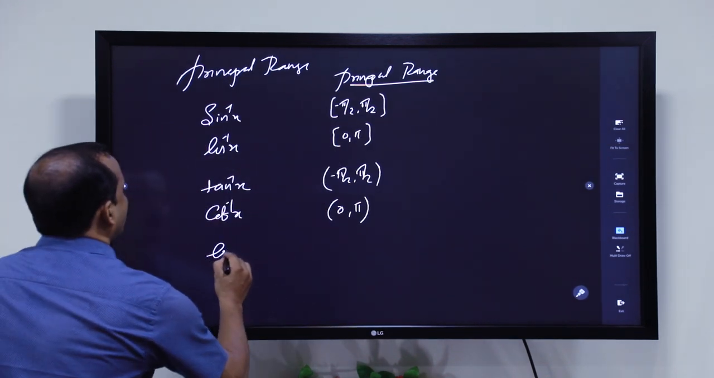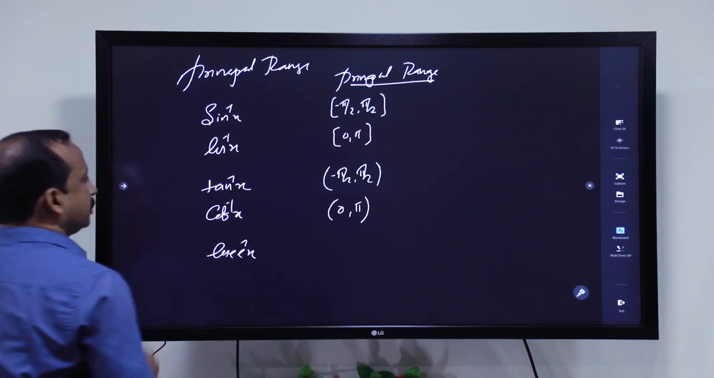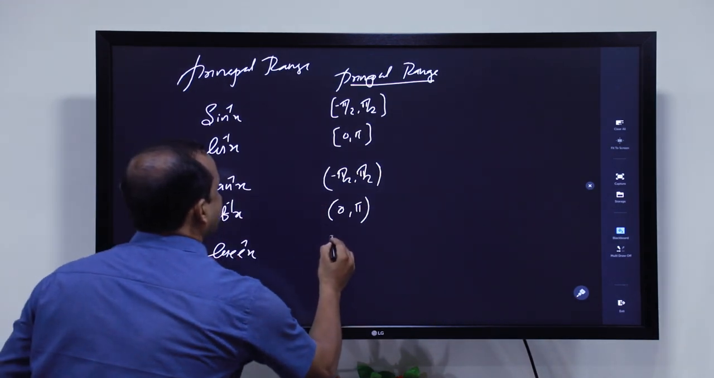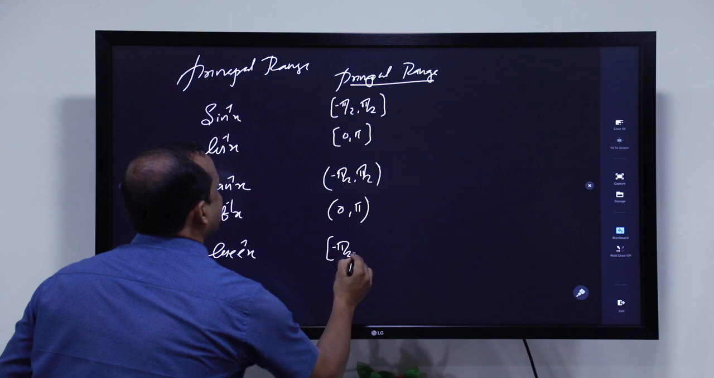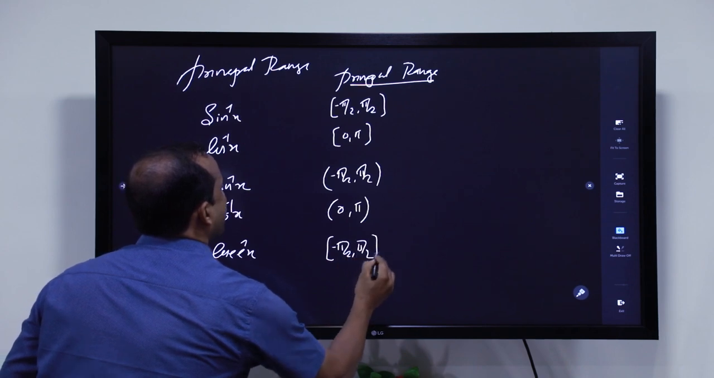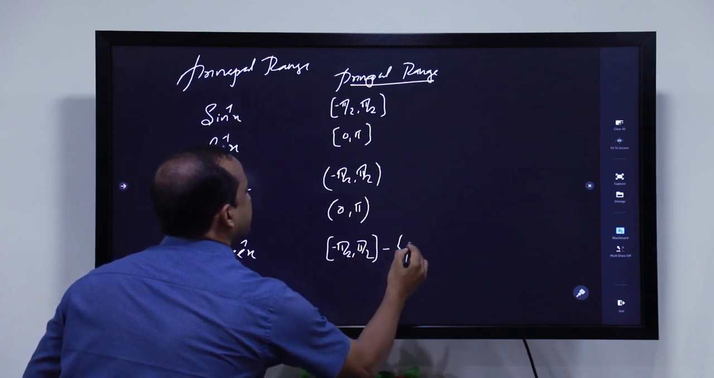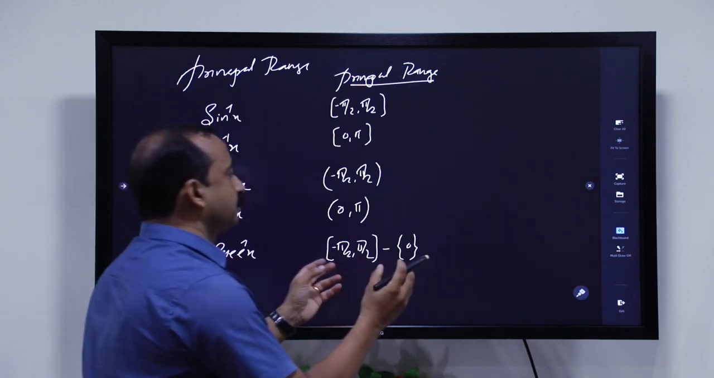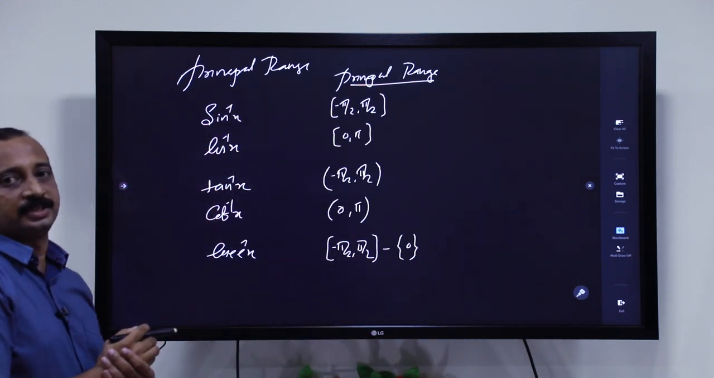Then similarly, cosec inverse x. Here for cosec inverse, sine inverse x principal range is minus pi by 2 to plus pi by 2, minus the middle value. Middle value means 0. Avoid the degree value 0. That is the principal range of cosec inverse x.